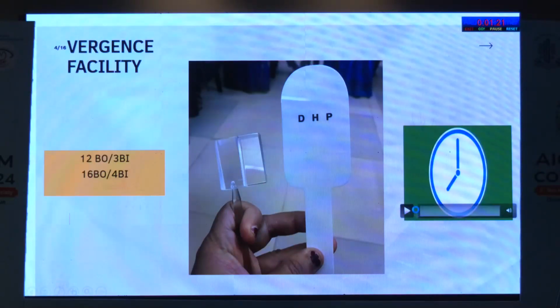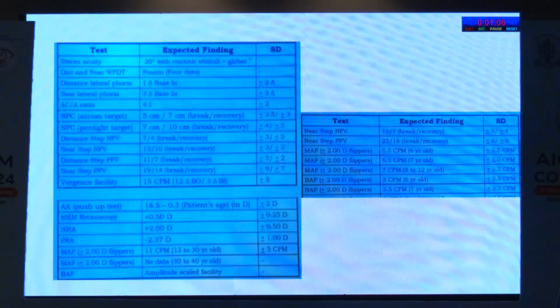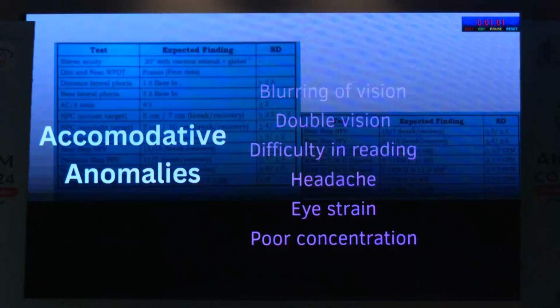Vergence facility: here what you do is, like accommodative flippers, we have vergence flippers, either 12 base out and 3 base in, or 16 base out and 4 base in, and we do it in cycles per minute. How many flips divided by 2 will be your cycles per minute. So these are the normal values. I am not going into the details; that you can find in any talk.